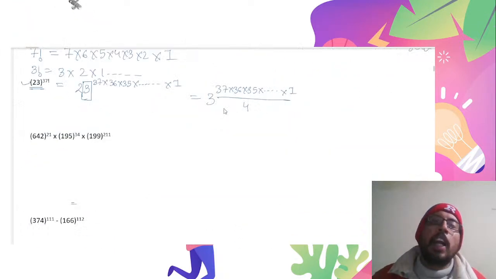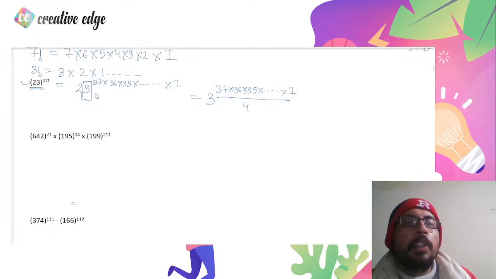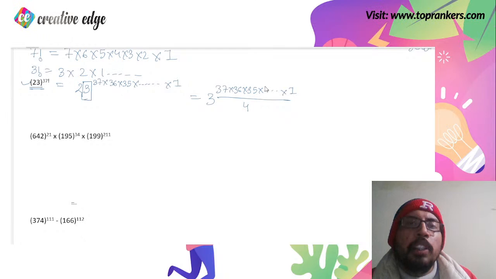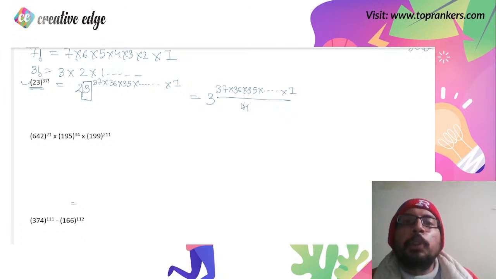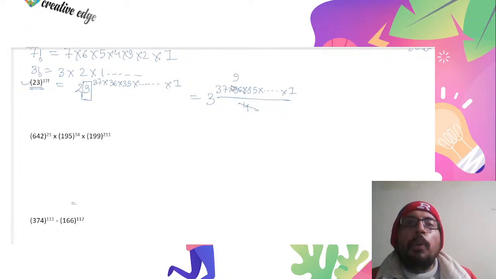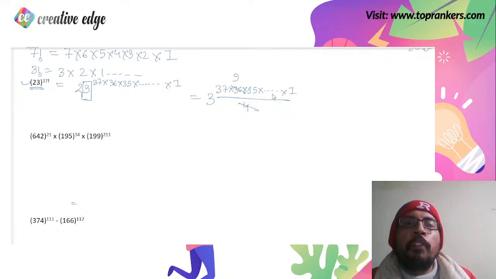In the same way, I should think, can this 37 factorial be written in the form of 4 into something? So how to find it? The best way is that I divide it by 4. If it is completely divisible by 4, I can say that I can write this entire number in the form of 4n. So can I cancel this 4 with 37 into 36 into 35 up to 1? Obviously 4 and 36 are going to be cancelled. Now you must be thinking, what is 37 into 9 into 35 into 34 into 33, and it keeps on multiplying up to 1.